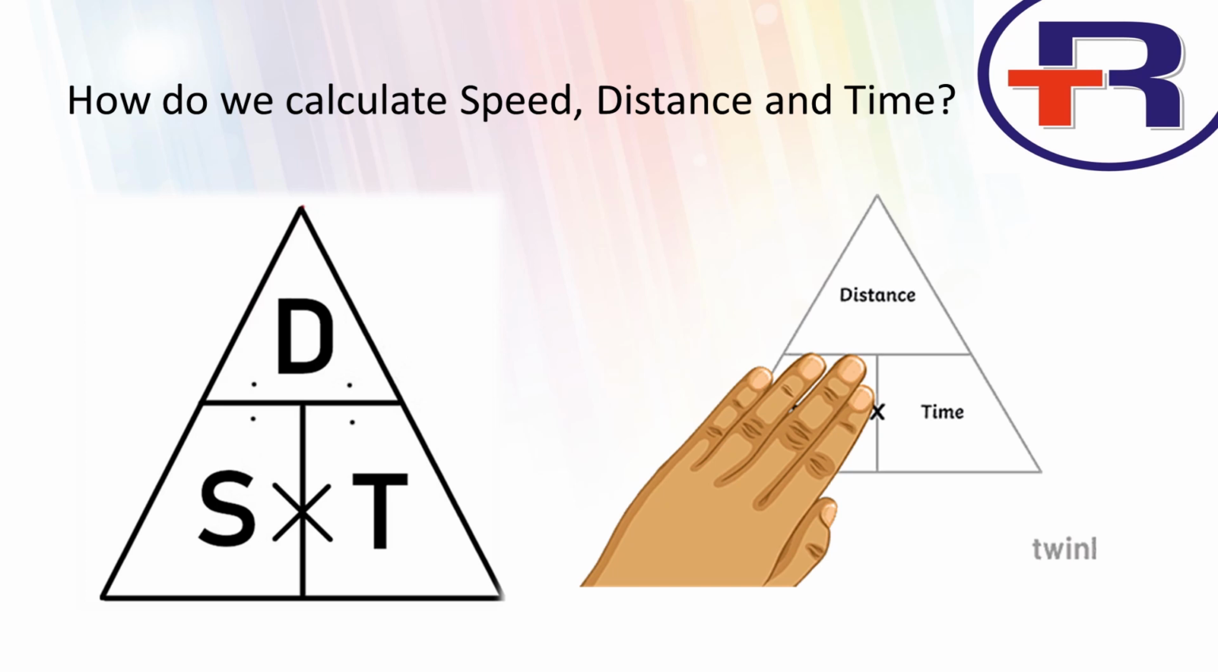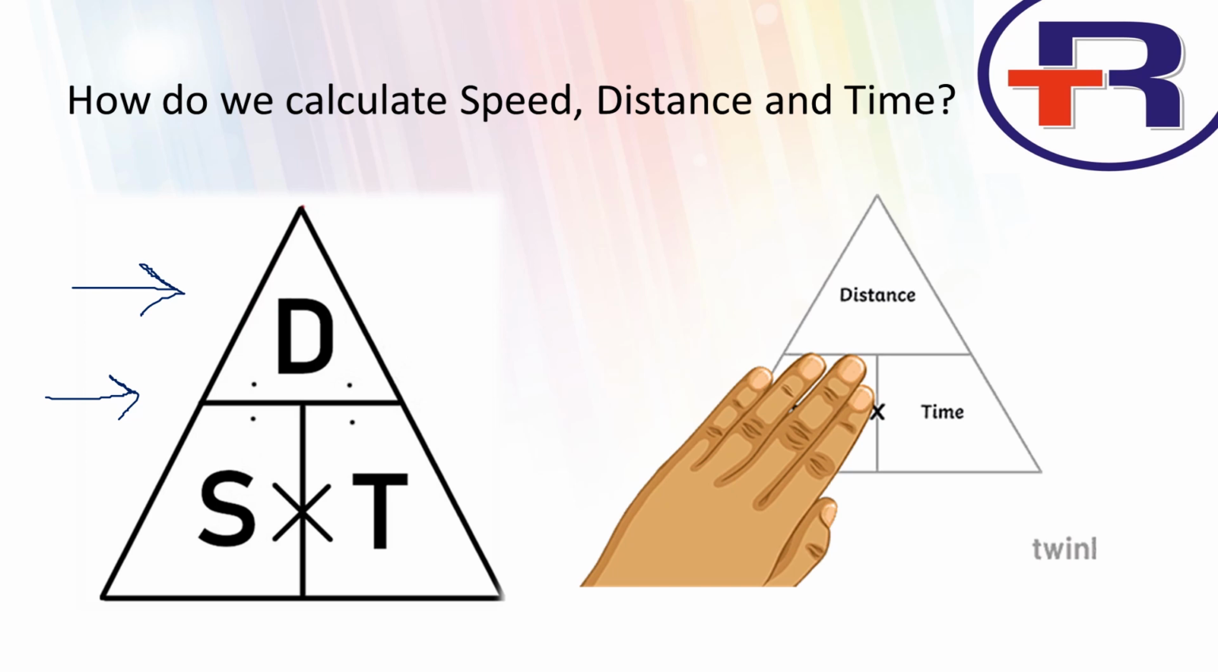For speed, distance, and time calculations, we need to use the speed, distance, and time triangle, which is shown here. When drawing the triangle, we need to make sure that the D is at the top of the triangle. It doesn't particularly matter which way around the S and the T are at the bottom of the triangle. The D is separated from the S and the T by this line here, which is a divide line, and the S and the T are separated by a multiplication.